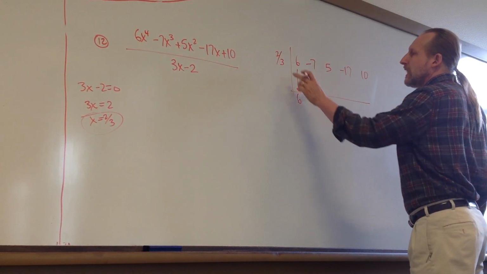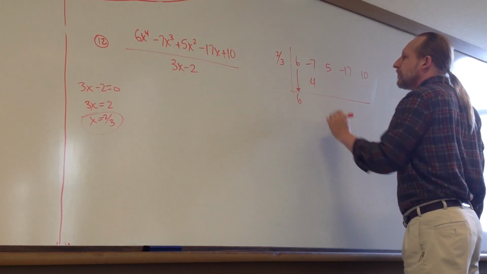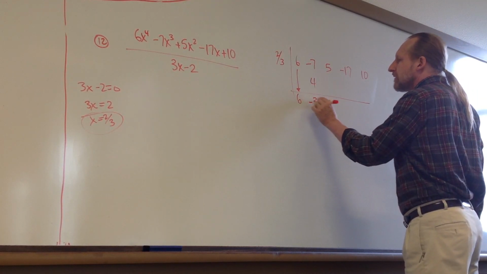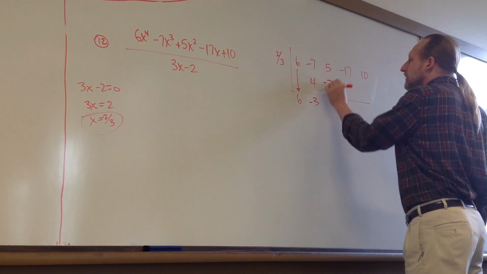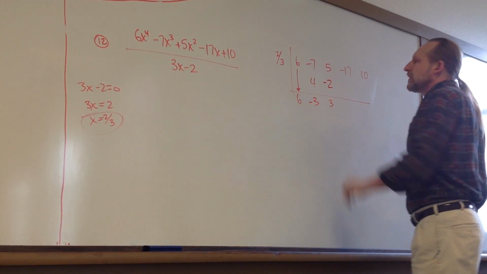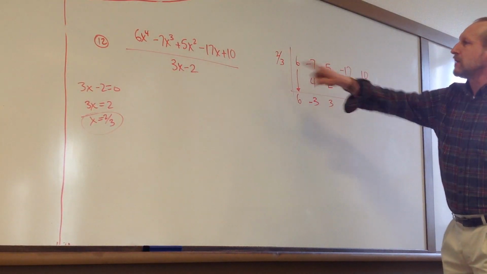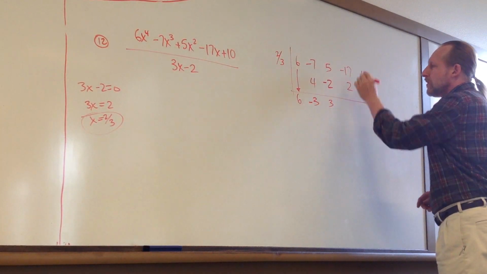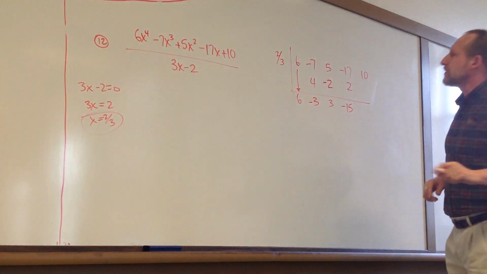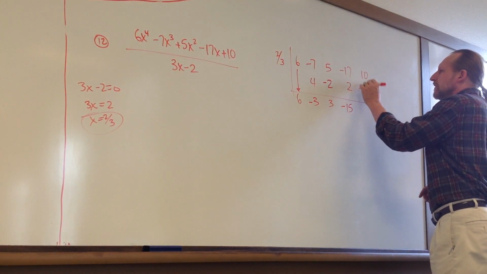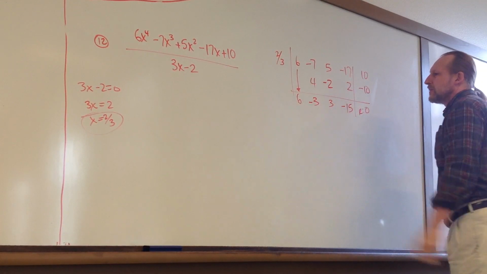Let's see, so 6 times 2/3 will give us 4. 4 and negative 7 is negative 3. Negative 3 times 2/3, negative 2. 5 minus 2 is 3. 3 times 2/3 is 2. Negative 17 and 2 is 15. 15 times 2/3, negative 10. And there's a nice remainder of 0.